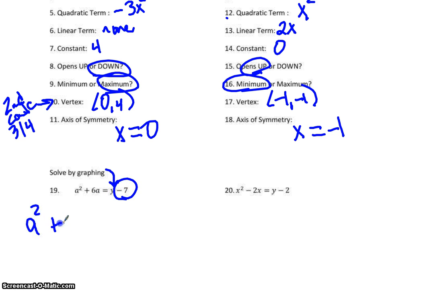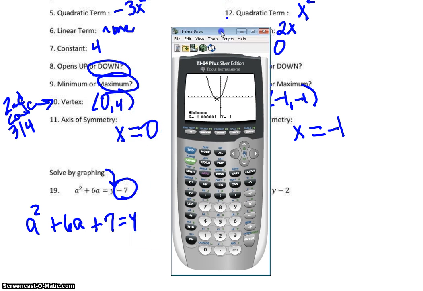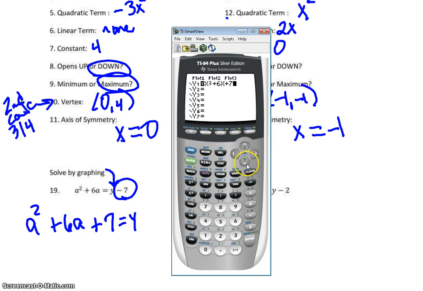And it becomes a squared plus 6a. When you cross the equal sign, you change and do the opposite. So instead of minus 7, it is now plus 7 equals y. So we're going to go to y equal. We're going to clear it out, and instead of an a, we're going to use x squared plus 6x plus 7. Remember that to do this, we're going to put a 0 at y2.